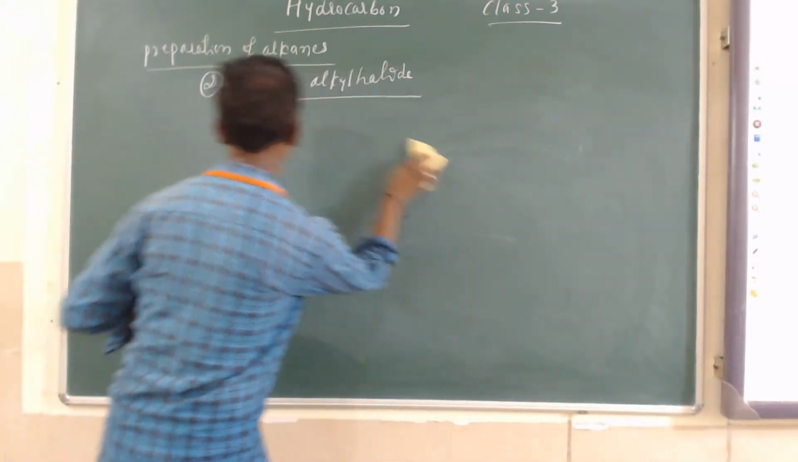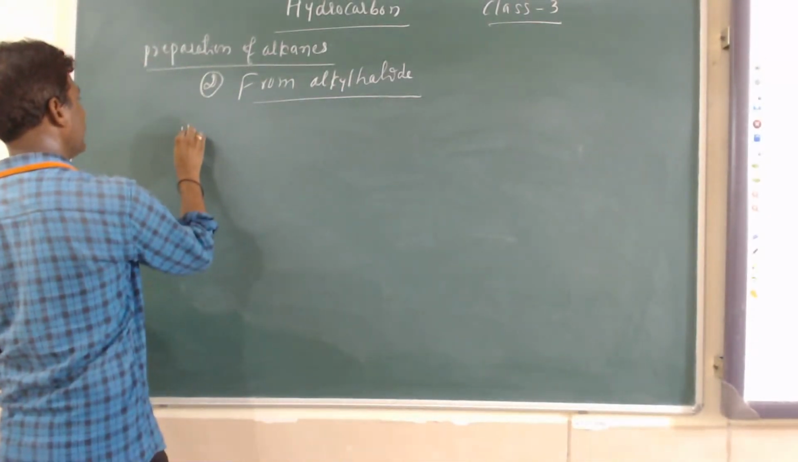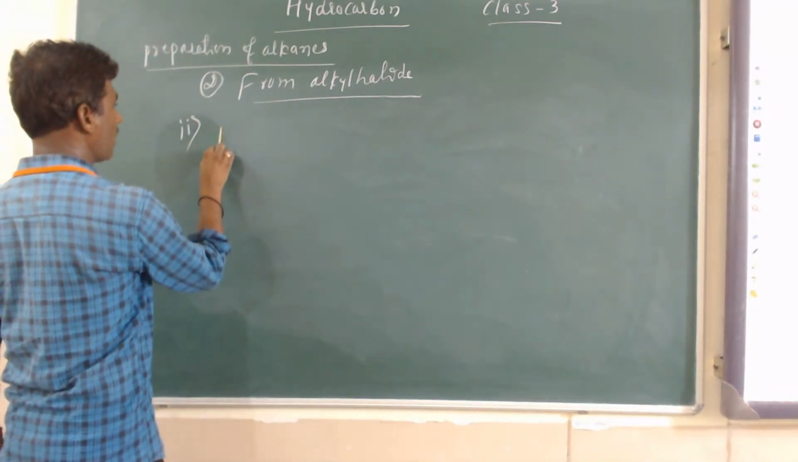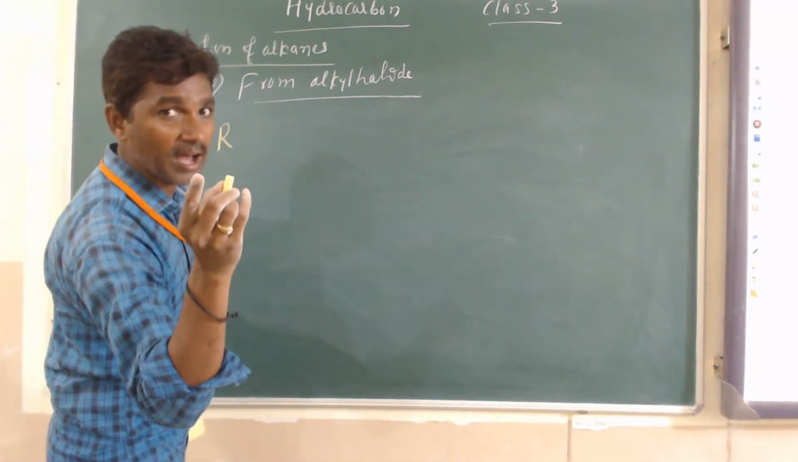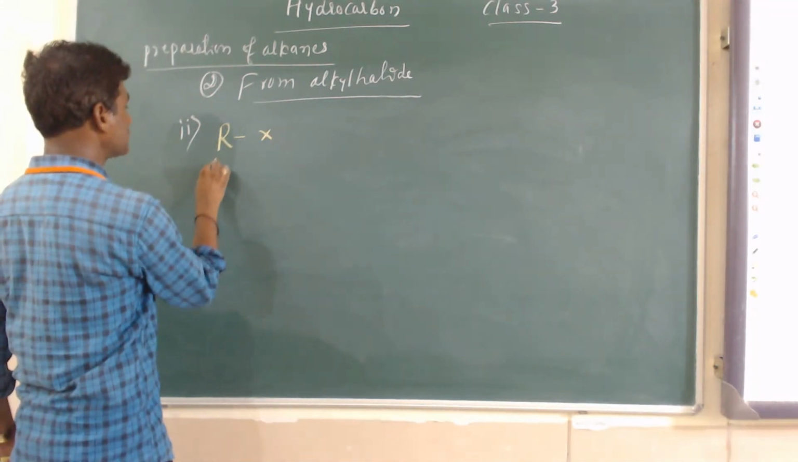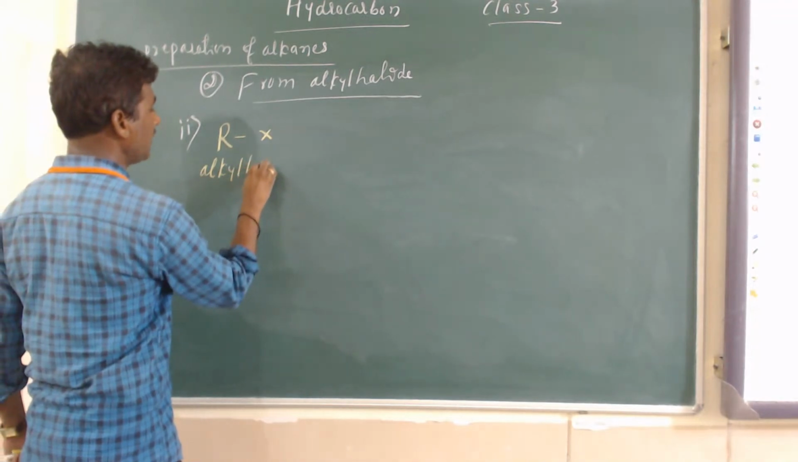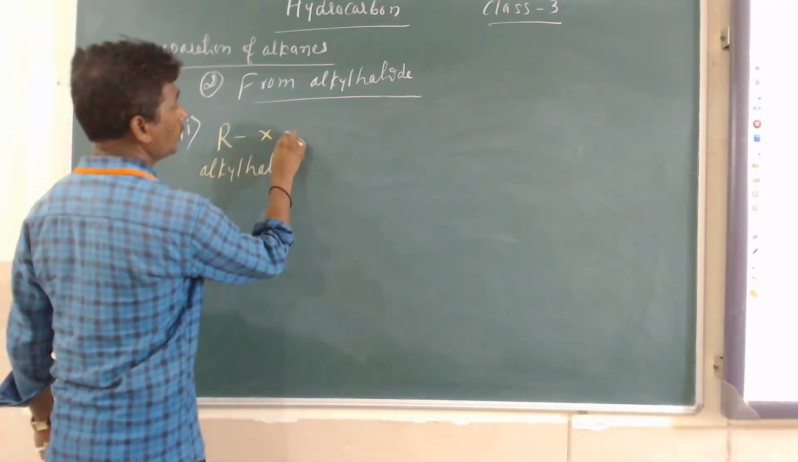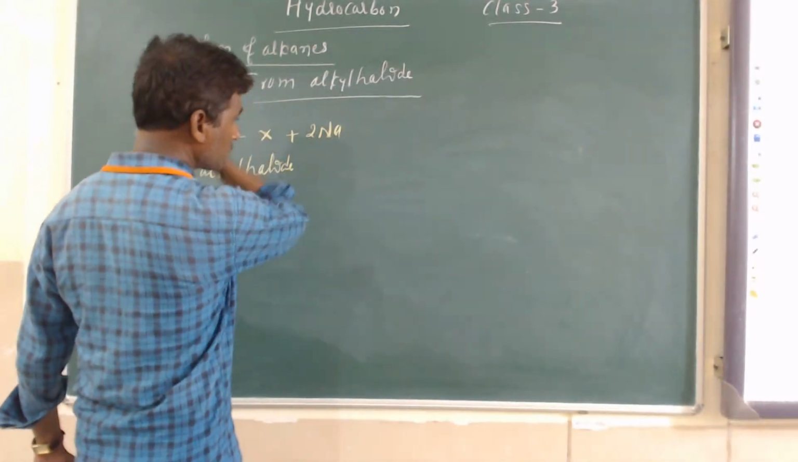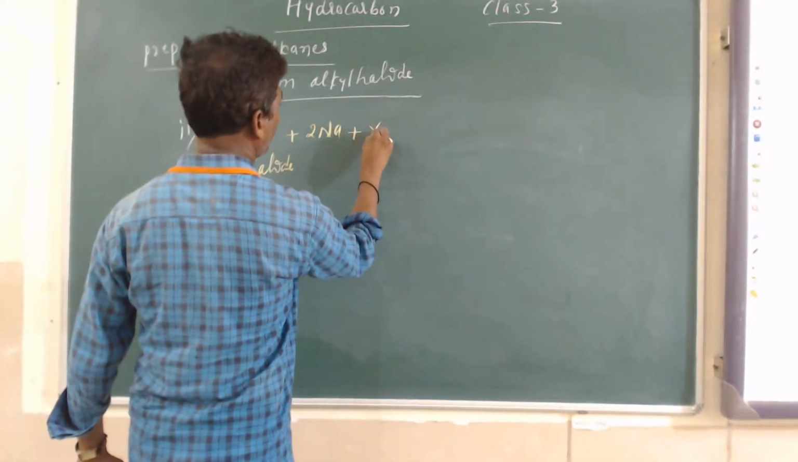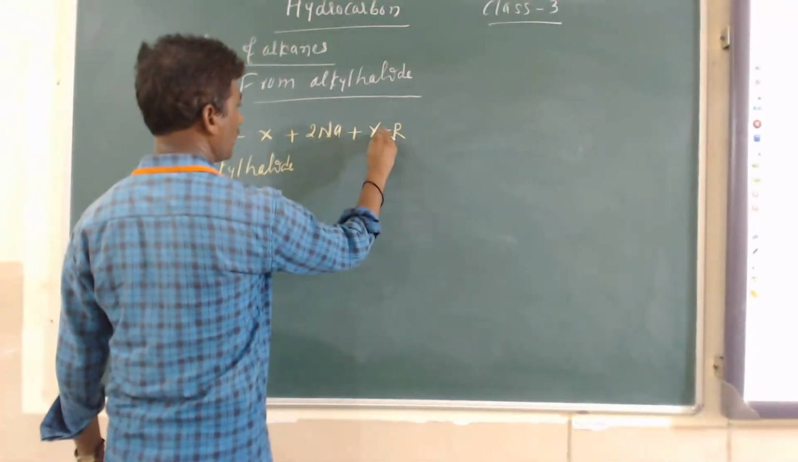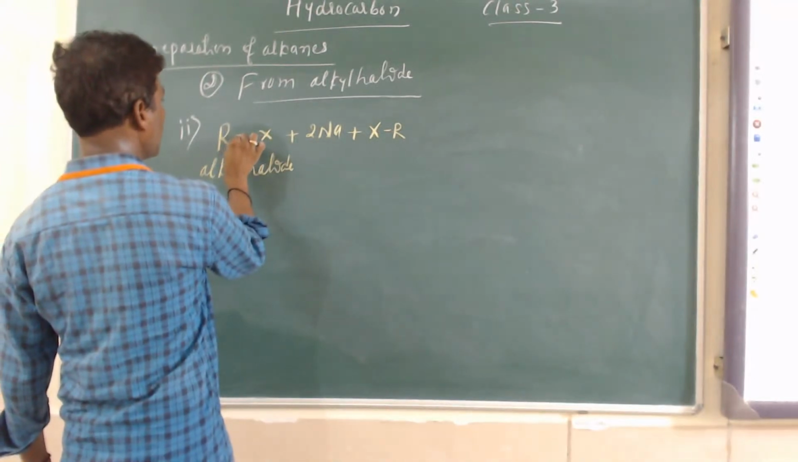Now I can discuss the second reaction here. R is an alkyl and X is a halide. The alkyl halide is treated with sodium metal. For your convenience, one more alkyl halide I can write. RX is nothing but alkyl halide. This is also an alkyl halide.